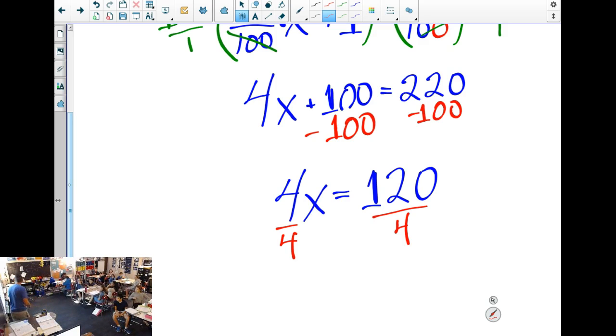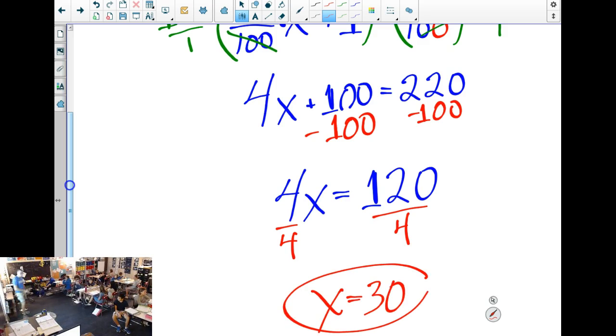What's 12 divided by 4? 3. 3, then put the 0 on. Sorry, I wrote it right, but I'm not rewriting. Questions? Try this.